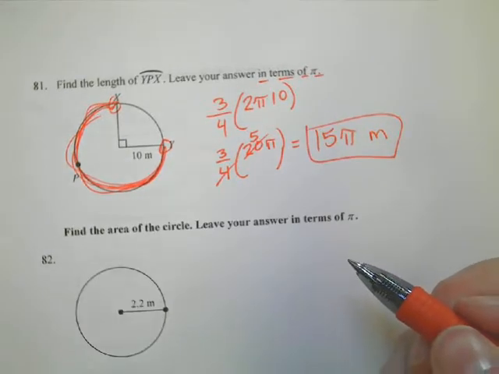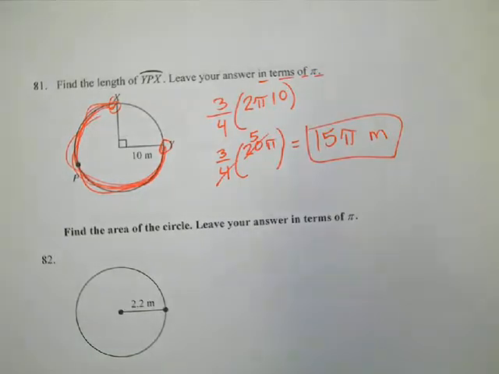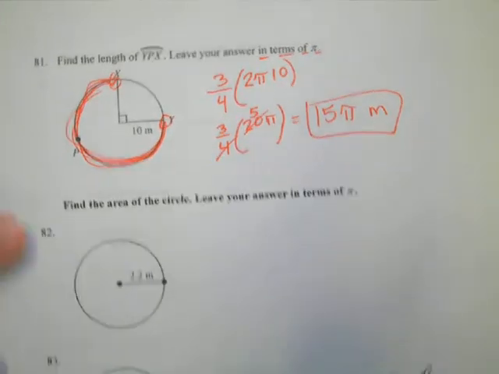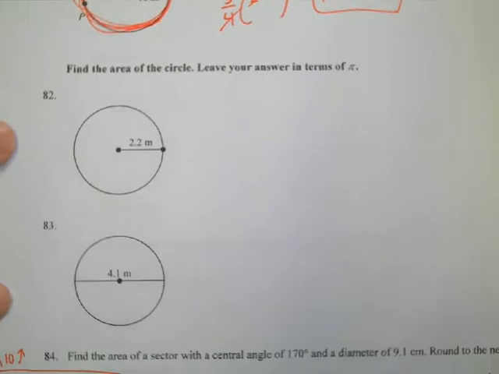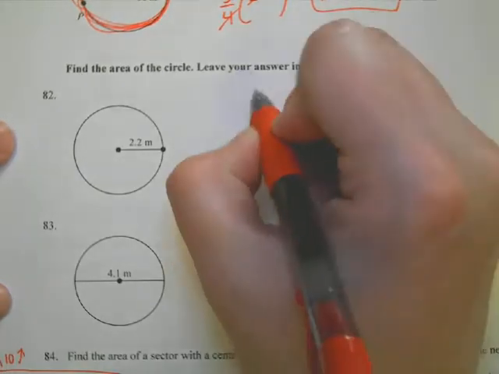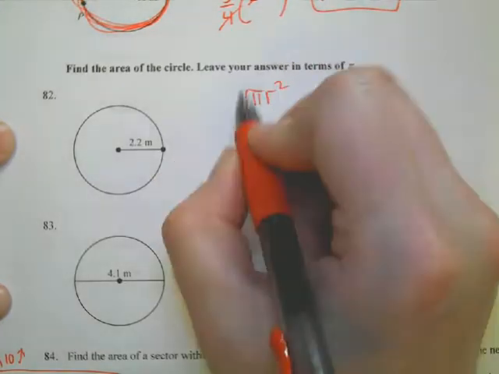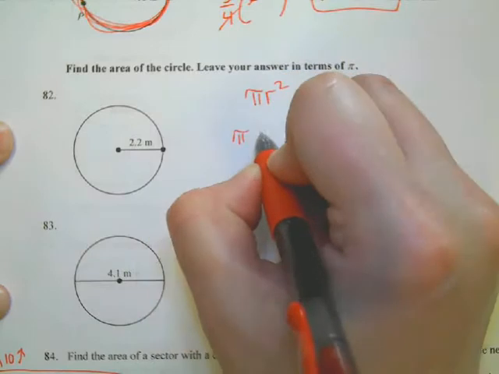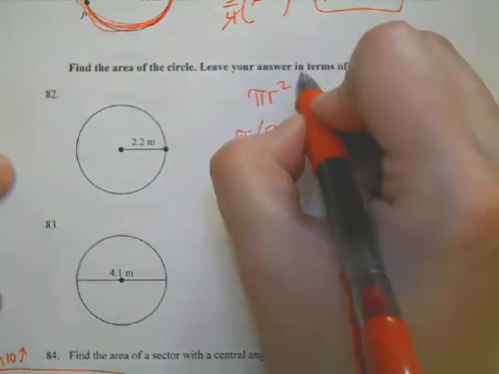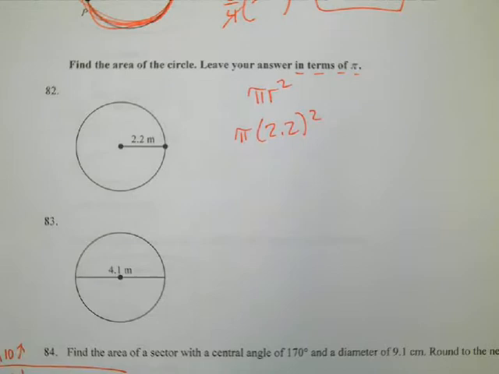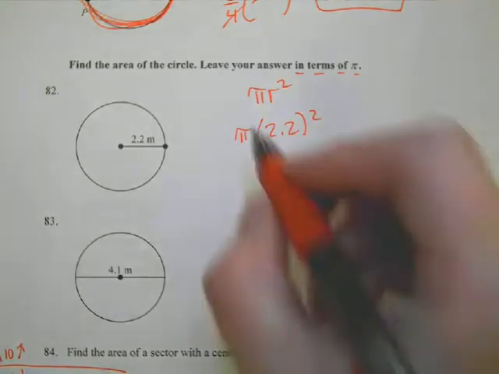Alright, 82 and 83 are both areas of circles. Area of a circle is pi times radius squared. For 82, I have a radius of 2.2, so I have pi times 2.2 squared. And what's my answer in terms of pi? Circles generally make your life pretty easy, so hopefully you guys are finding this to be as easy as it can be. 4.84 pi, and it is area, so I'm going to be in square meters on this one.